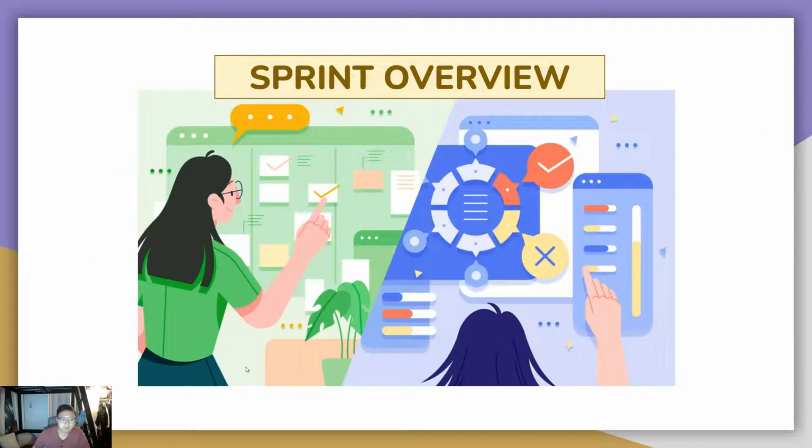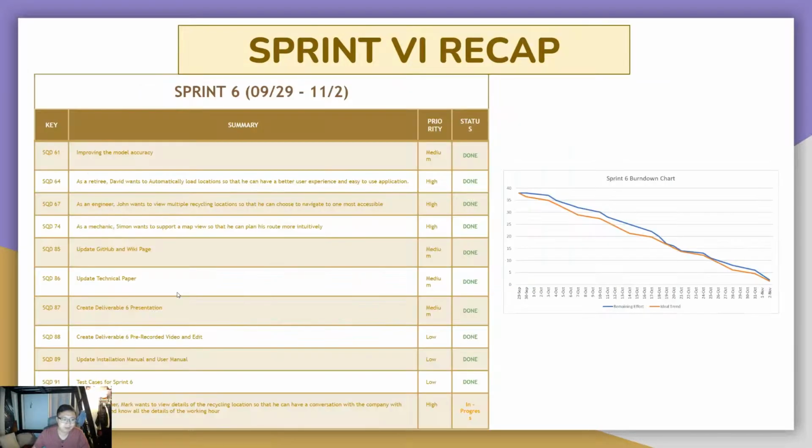Now I will be talking about the sprint overview. As we can see from our Sprint 6 burndown chart, we were able to perform tasks in a pretty timely manner, and we were able to complete most of our tasks. As we see, the ideal trend and the actual trend were very close to each other. We were actually on time based on the chart.